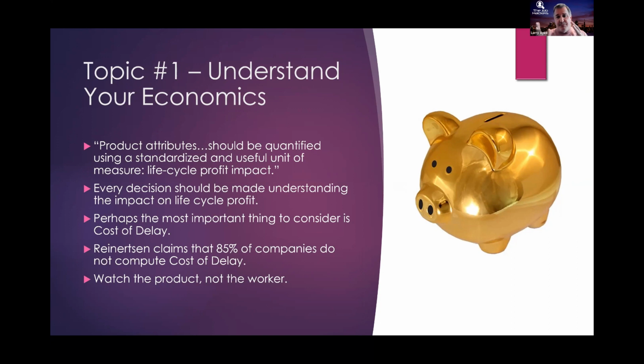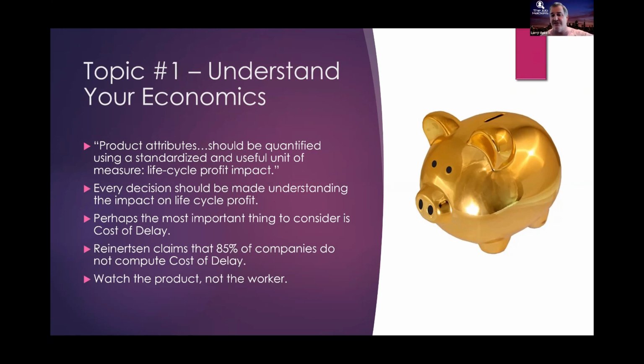So when we're looking at a product, and again, I'm going to look at a software product, but you can imagine any other product that we're developing or creating or enhancing. Software is really good because software can be relatively easily enhanced compared to other products. Quote: product attributes should be quantified using a standardized and useful unit of measure. What is that unit of measure that we should use so that we can take everything that we might want to put into that product and decide what the right things to do are? That thing that he talks about is life cycle profit impact.